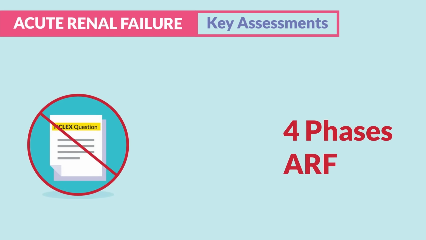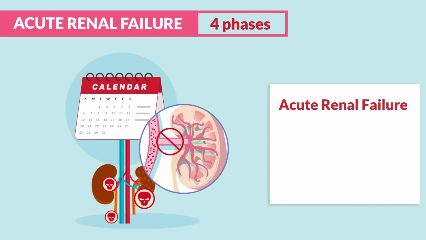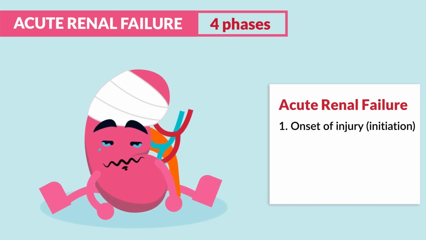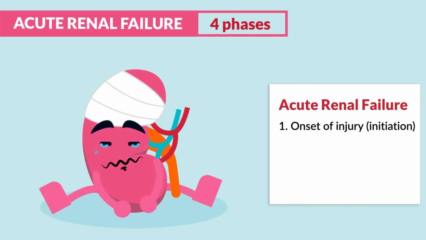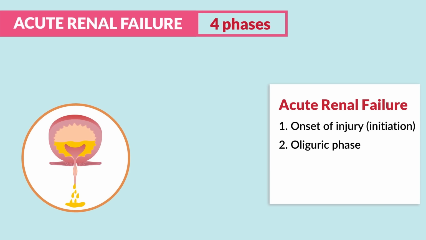Now, this next part is not a big focus on the NCLEX, but it may show up on your nursing exams. The 4 phases of acute renal failure. So number 1 is the onset of injury, known as initiation, which is not typically tested. Step number 2 is the oliguric phase. Now, this one is key to know.